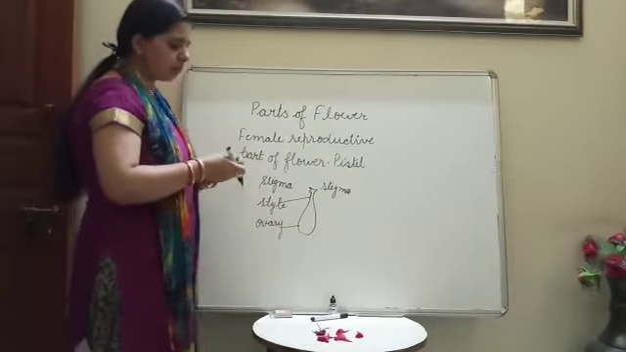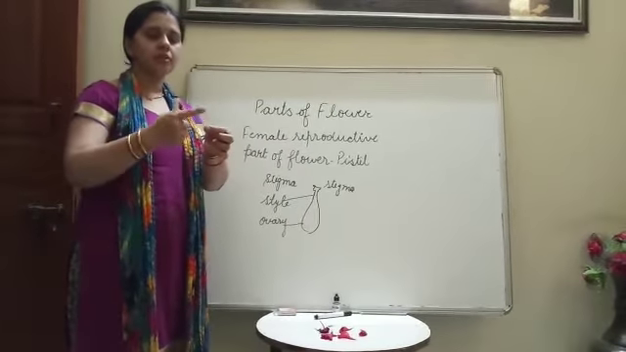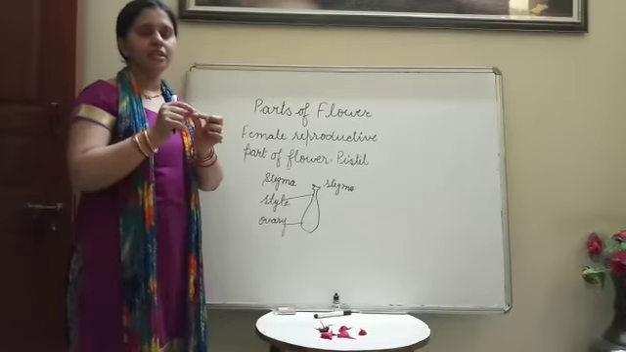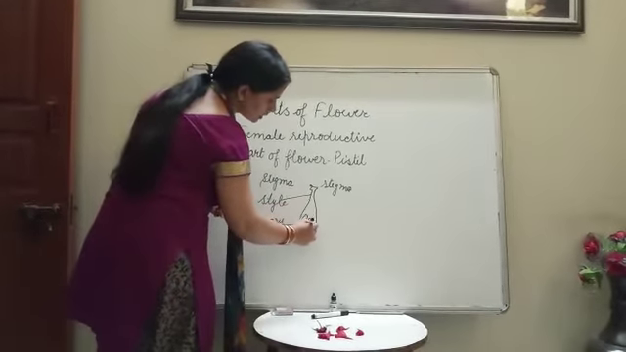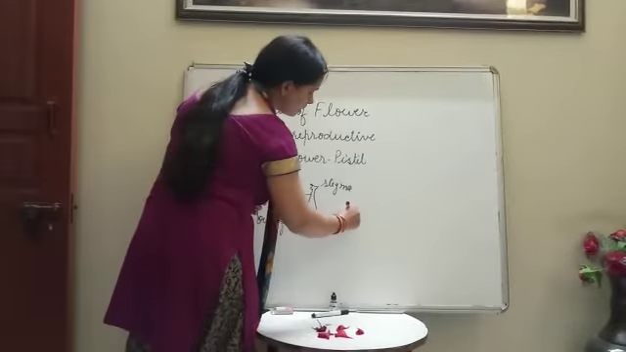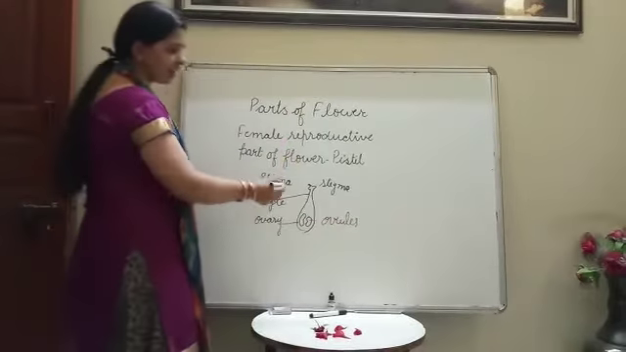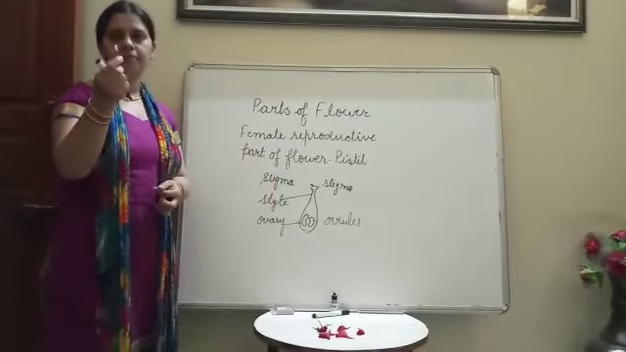And inside the ovary, when we cut this, what can we see? Ovule inside the ovary. So here are the ovules. What is this? These are ovules. So where are ovules present? Inside the ovary, inside this part.